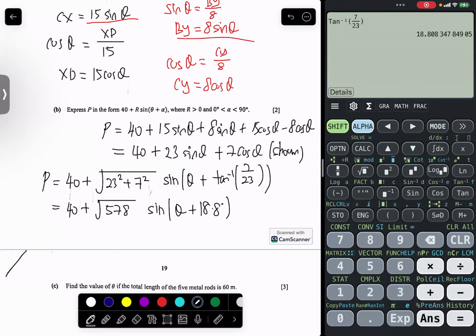Let me check. Yeah, I'm doing it. Oh, sorry. Okay, calculator, 16.90. Okay.